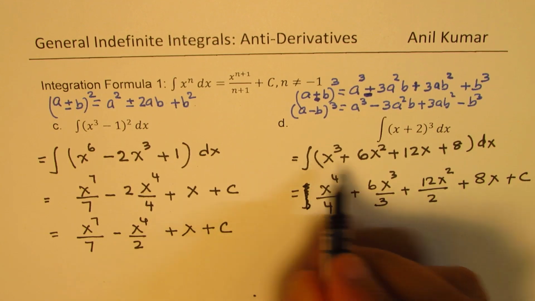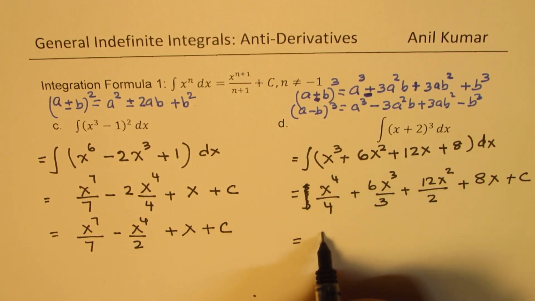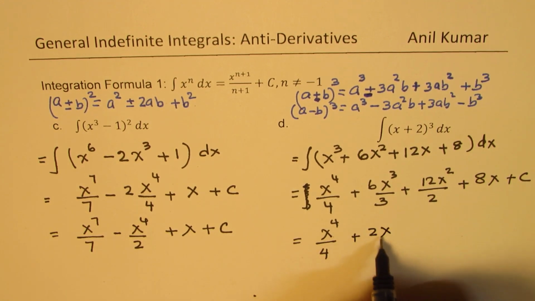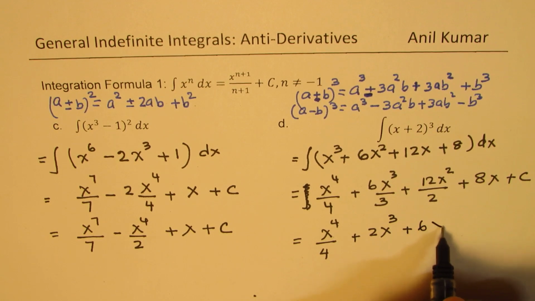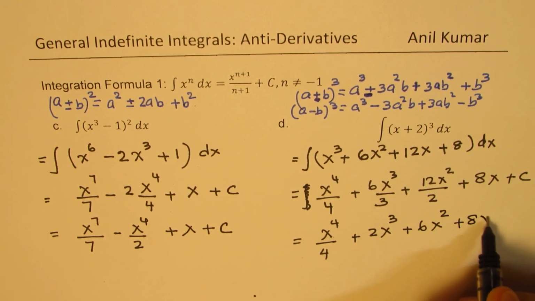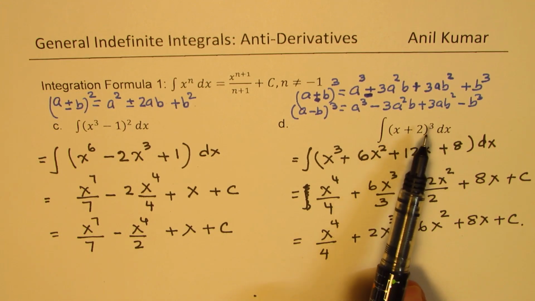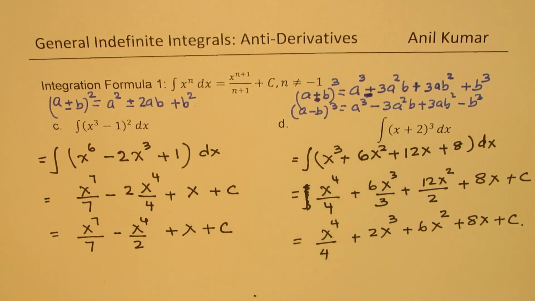So we found the integral. Now we can write down our answer, which is x to the power of 4 over 4 plus 2x cube plus 6x square plus 8x plus c. So that is how this particular formula can be applied to find integrals. I hope the concept is absolutely clear. Now you can move down and see the next one, where we'll apply the second formula on the same function directly, using formula rule number 2, to find the answer.